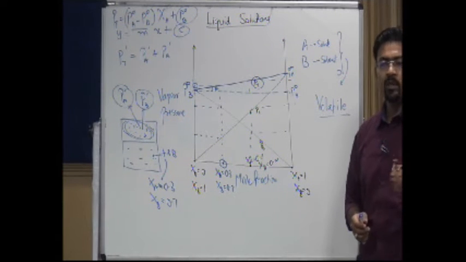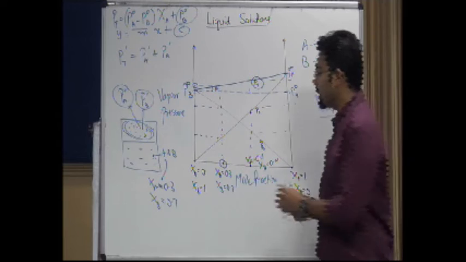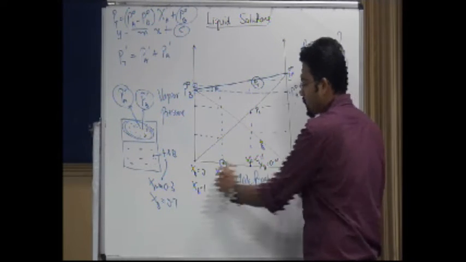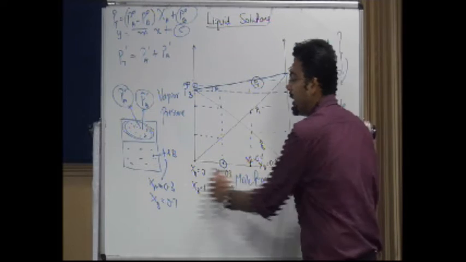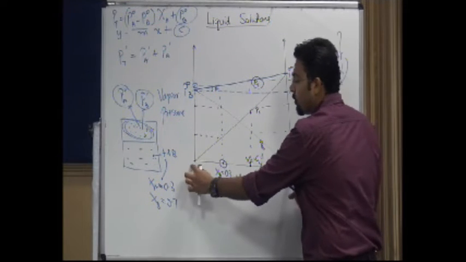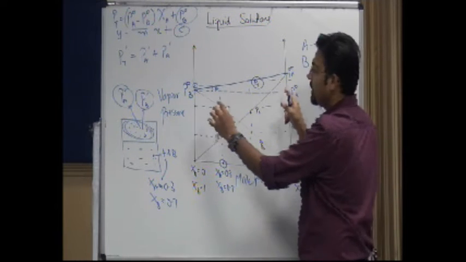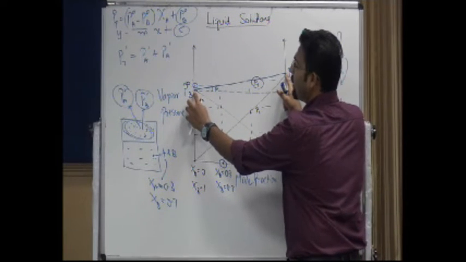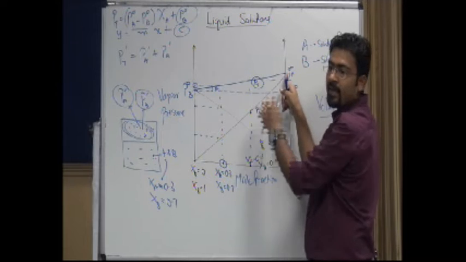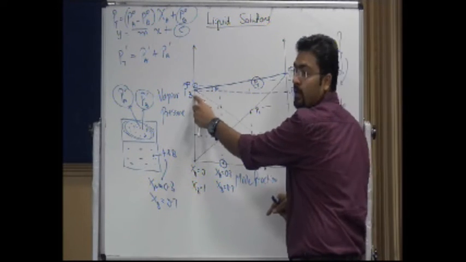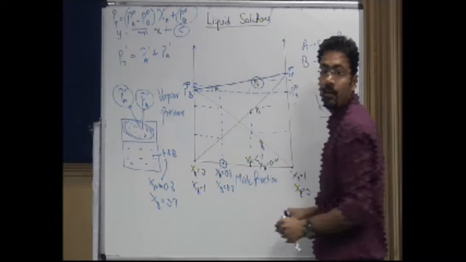Now, one more thing which we can understand from this graph, for any composition of A and B. This horizontal line denotes any composition of A and B. For any composition of A and B, the total vapor pressure of the mixture lies in the range of P naught B to P naught A. It will never be more than P naught A, and it will never be less than P naught B, right?